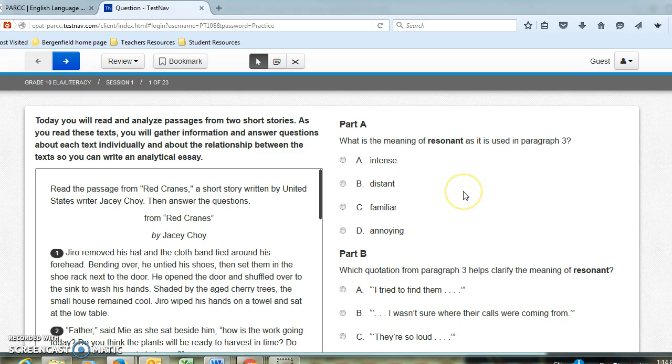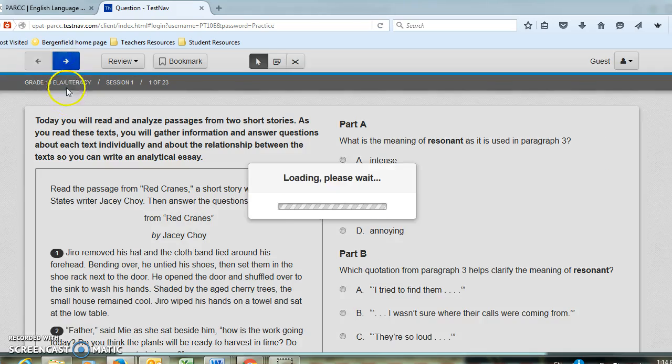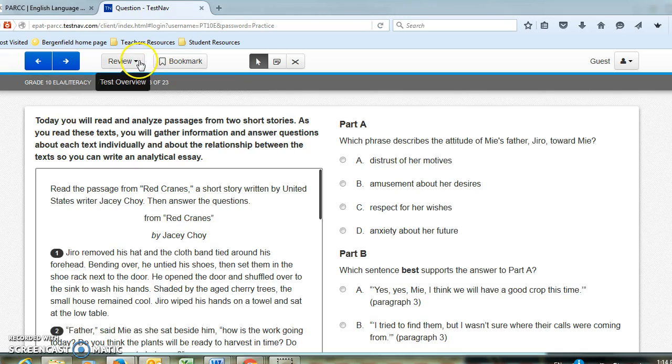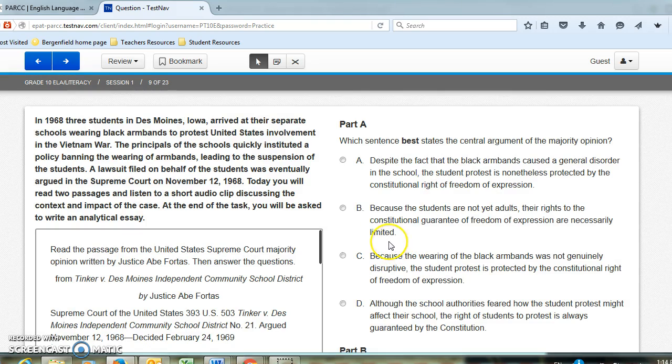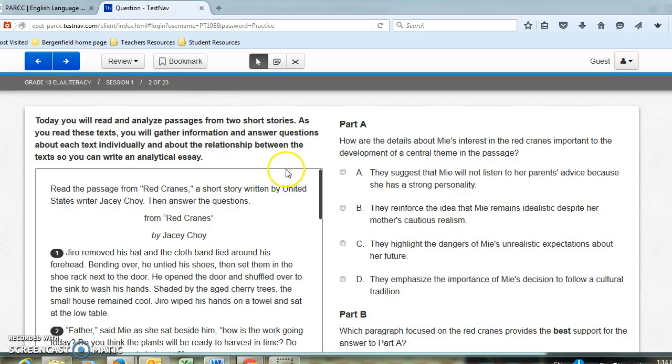But it's good to go in and remember how to use the tools. So here are the tools. The arrows get you through the questions. The review allows you to jump between the questions. So if you want to go to question 9 for some reason, you could do that. If you want to go back to question 2, you can do that.